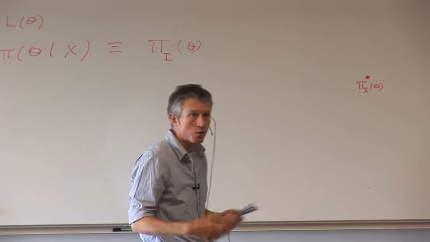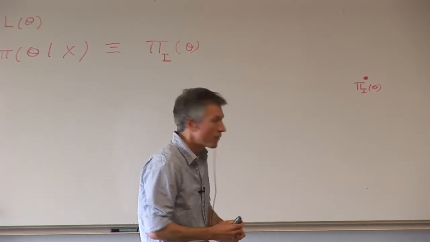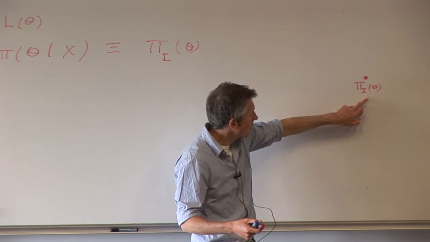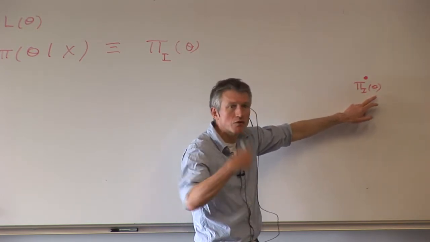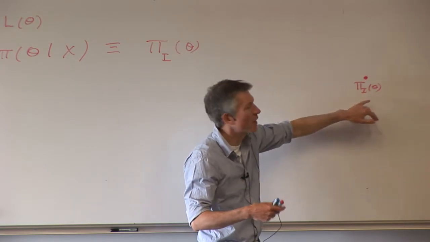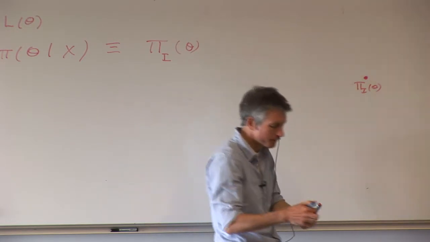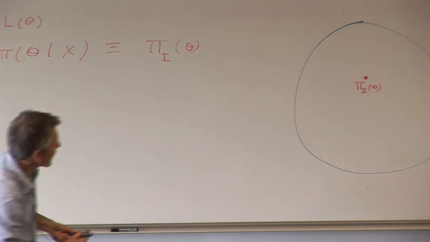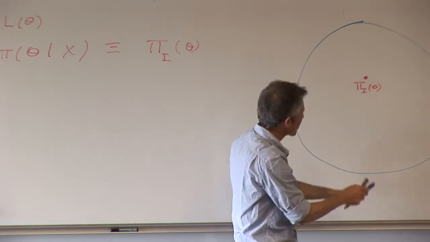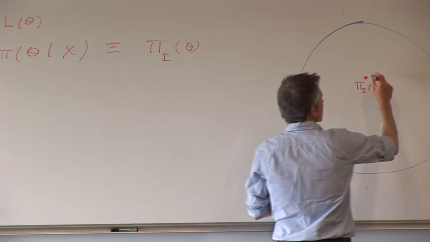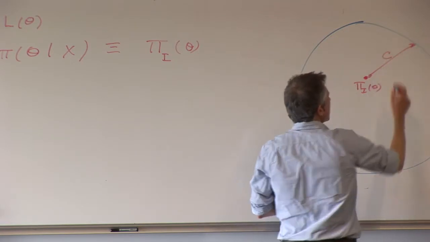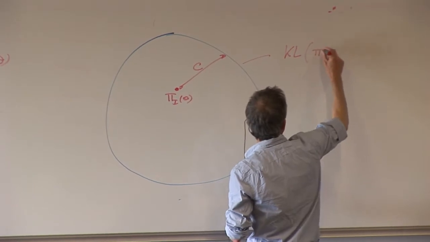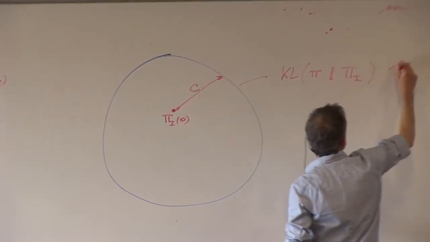And so what I want to know is what's the worst thing that could happen to me if the predictive model is wrong? So my current best belief is that the expected reward will be according to pi I of theta. I'm now going to define a space hopper, or a ball around that, where I'm going to define some neighborhood size C, the radius. And I'm going to define this neighborhood as the Kullback-Leibler divergence between the unknown pi and pi I being less than or equal to C.